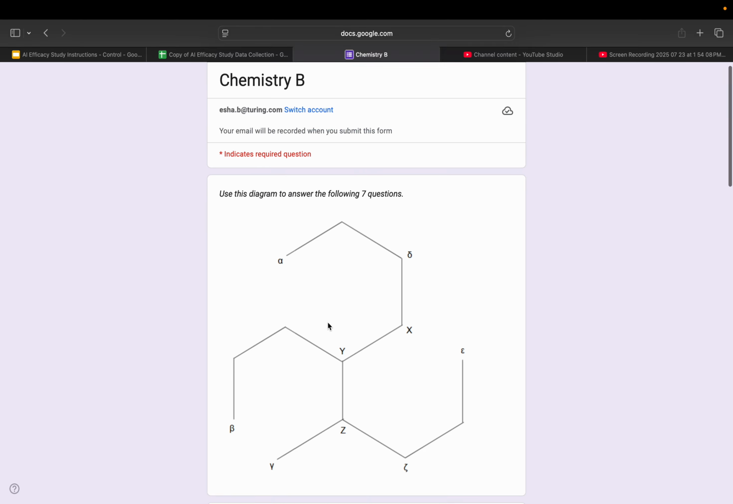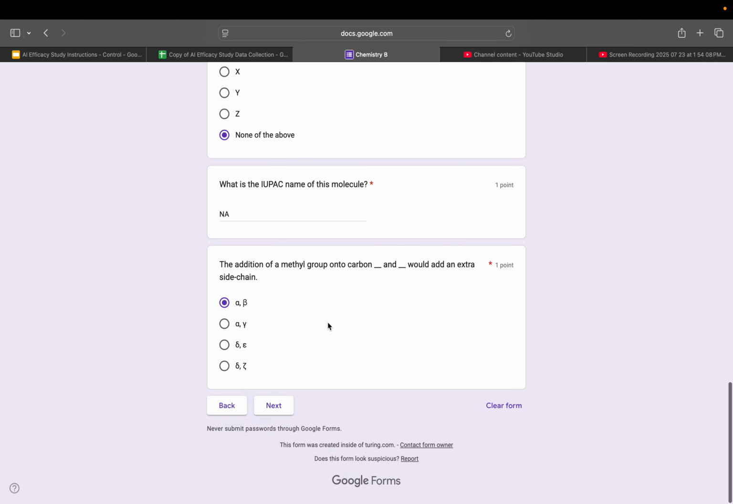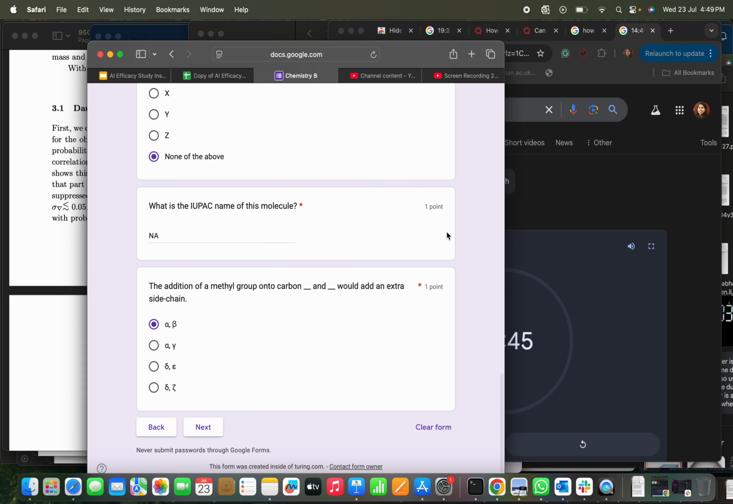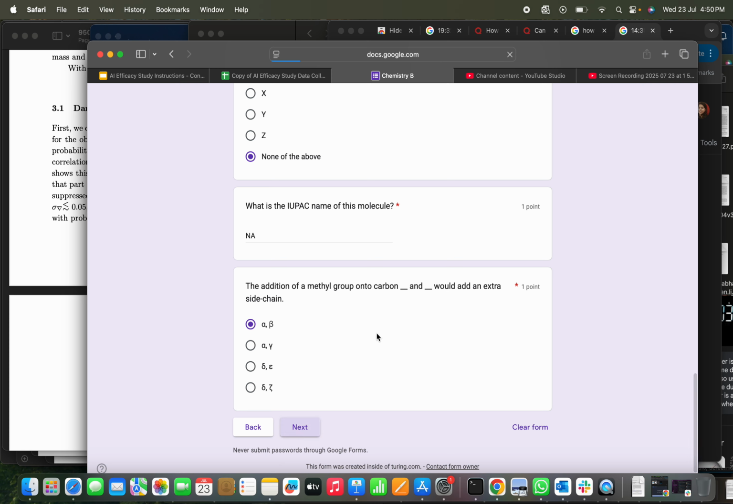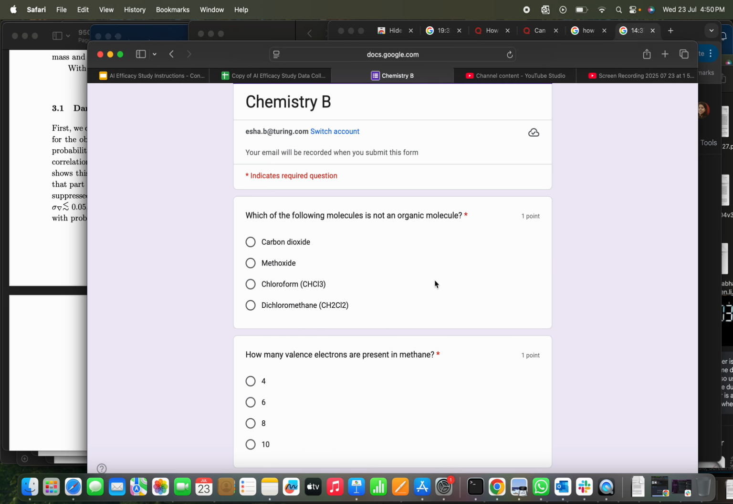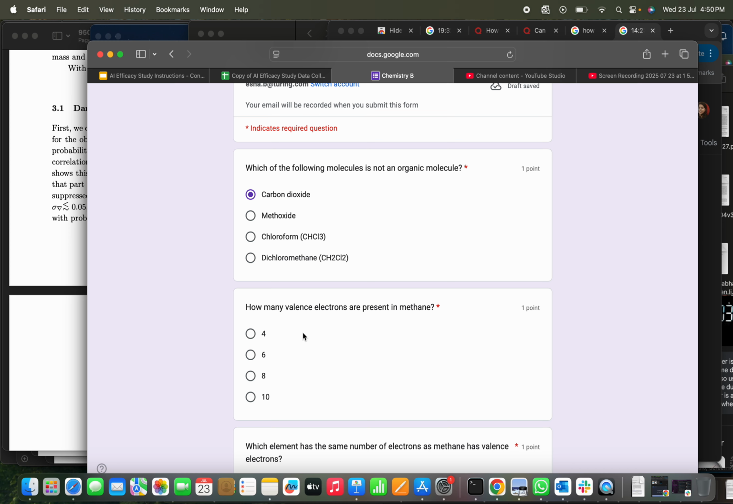Okay, something happened. Let's try. Oh, okay. Nothing's lost. I'll just see if this is an issue with the screen thing. Now, which of the following molecules is not an organic molecule? Methoxide, CHCl3, carbon dioxide. Carbon dioxide is not an organic molecule. Methoxide. How many valence electrons are present in methane?